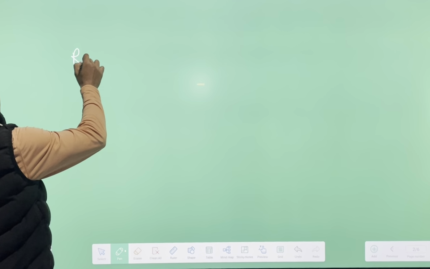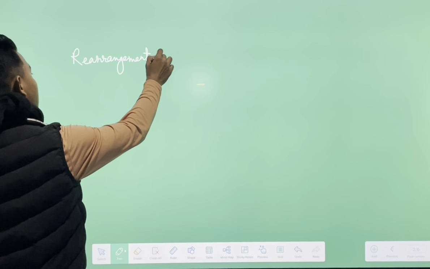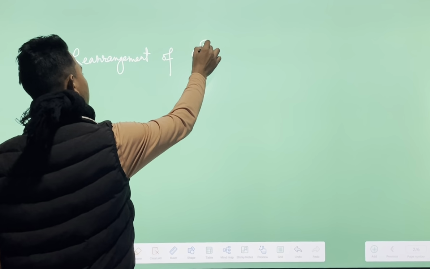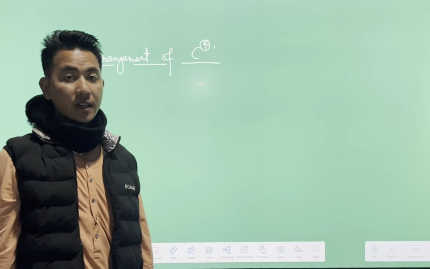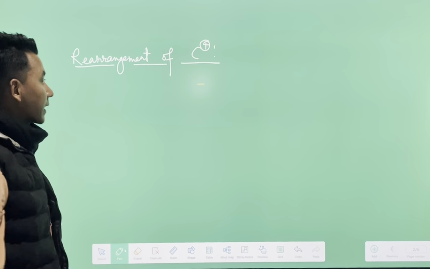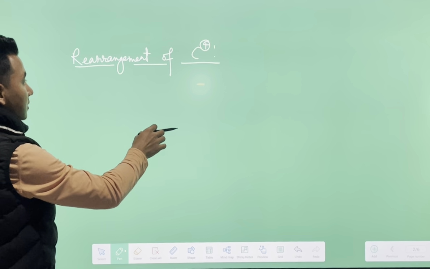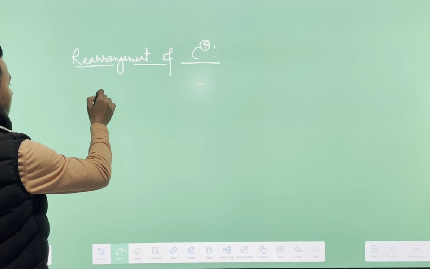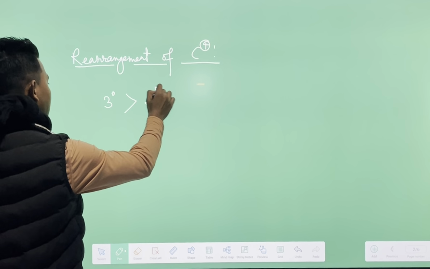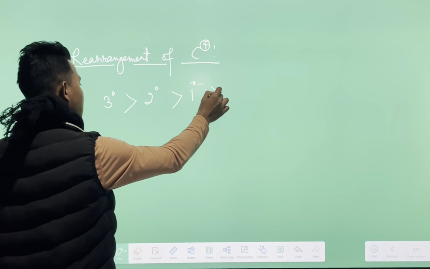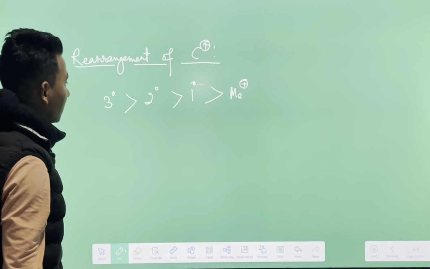Rearrangement of carbocation. Why do we need to rearrange the carbocation? In order to get the stability of the carbocation, we have to rearrange it. The most stable carbocation is tertiary, then secondary, then primary, and the methyl carbocation is the least stable.